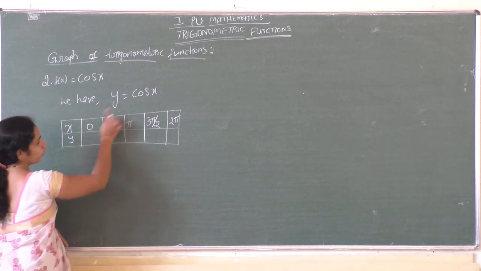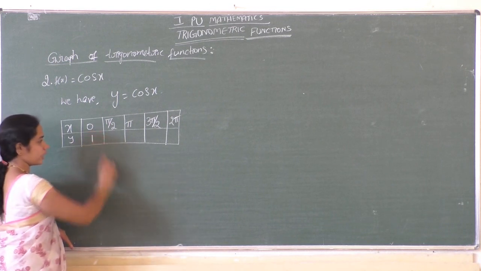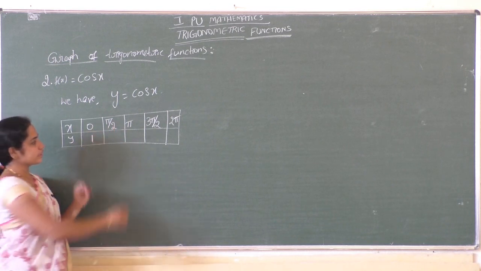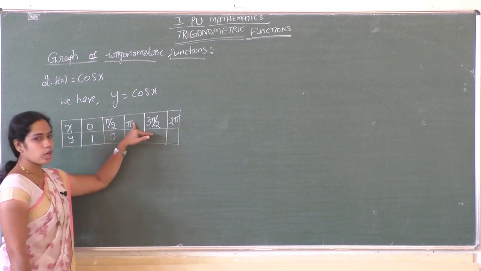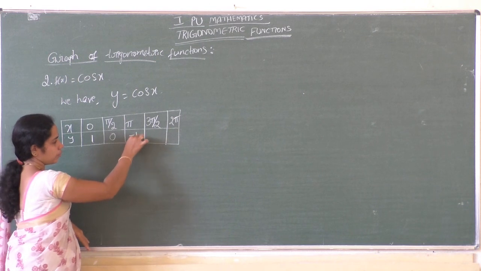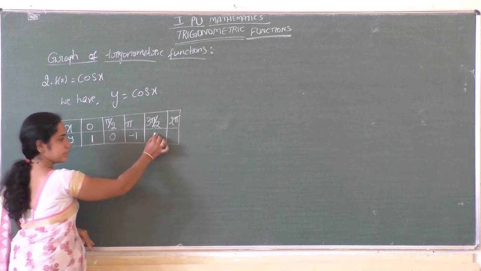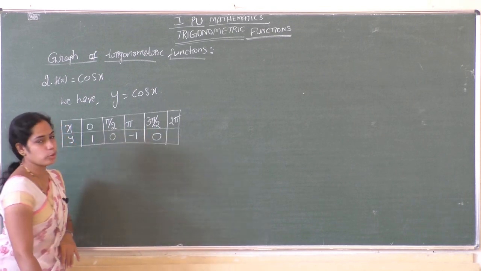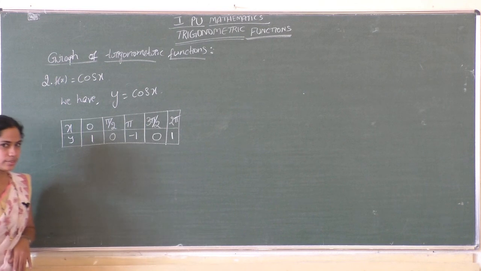What is the value of cos 0 now? Cos 0 is 1. Cos 90 is 0. Cos pi is -1. Cos 3 pi by 2 is 0. Cos 2 pi is 1.